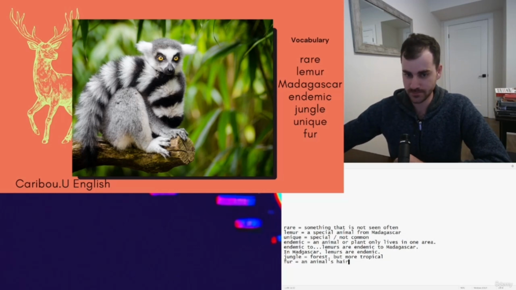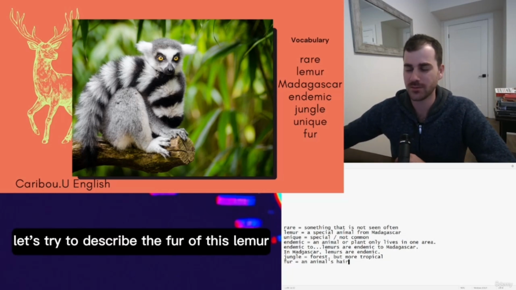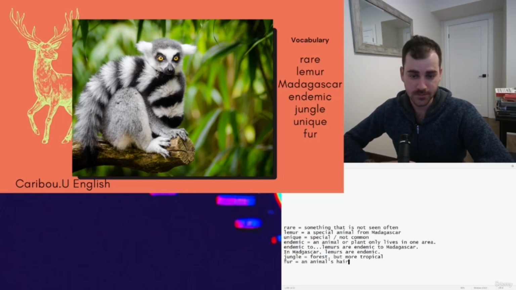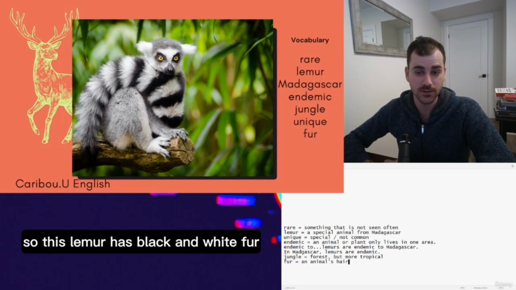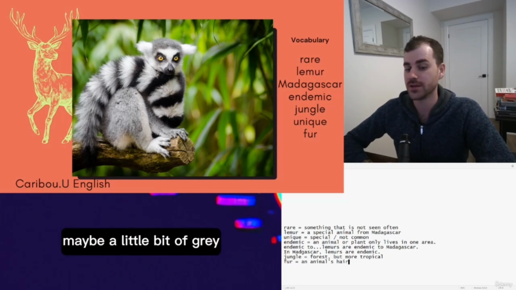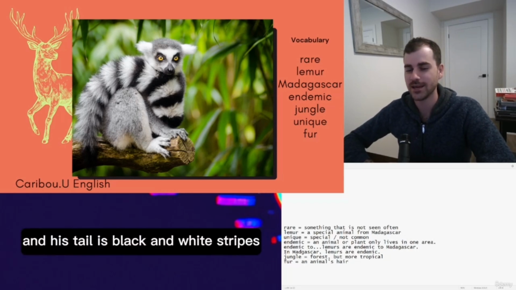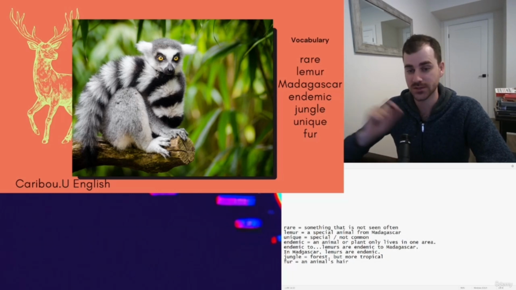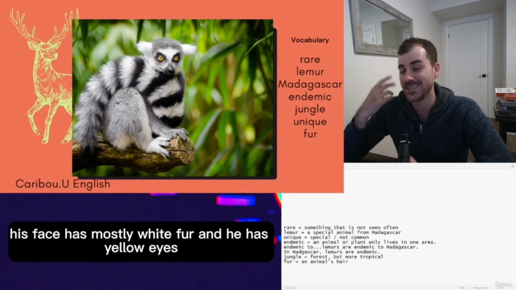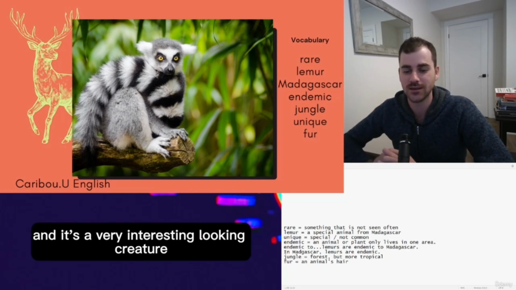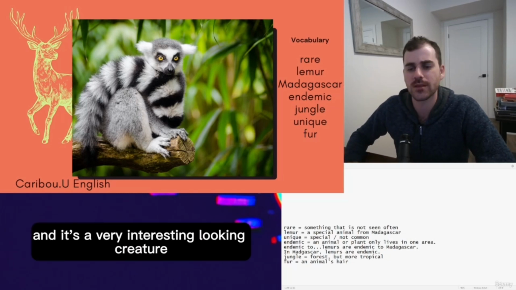So let's try to describe the fur of this lemur. So this lemur has black and white fur, maybe a little bit of gray, and his tail is black and white stripes. His face has mostly white fur, and he has yellow eyes, and it's a very interesting looking creature.